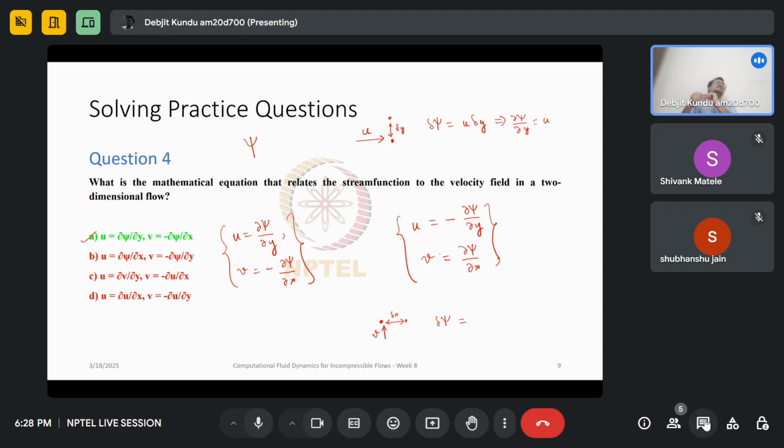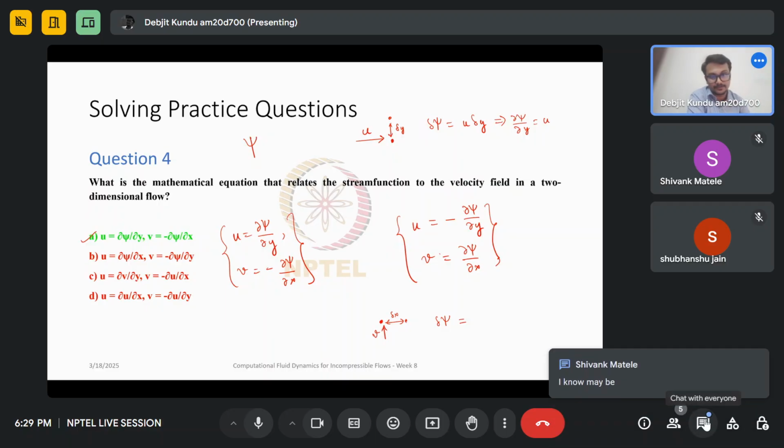So dou psi increasing in the x direction. Anyway, I forgot this. Next class, I'll try to do this. So there's a specific reason why this happens. I apologize. Then if you know, can you help us? Okay.